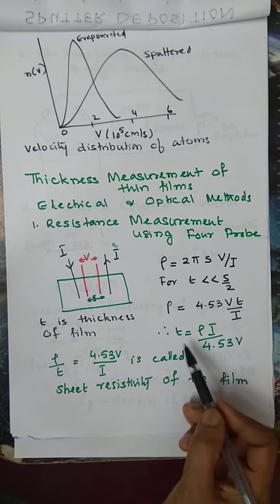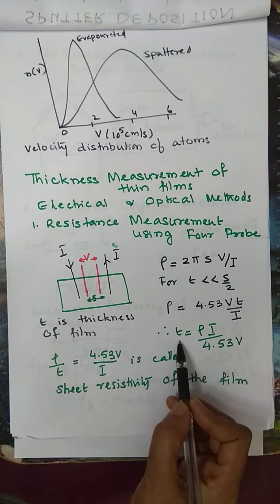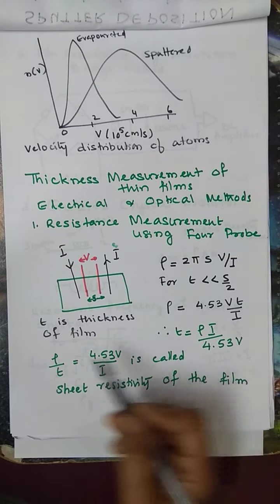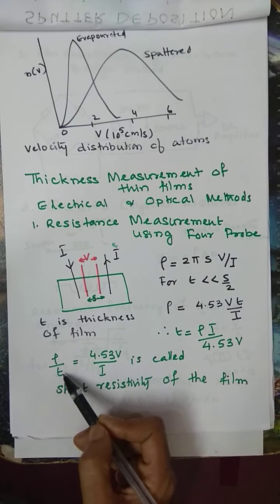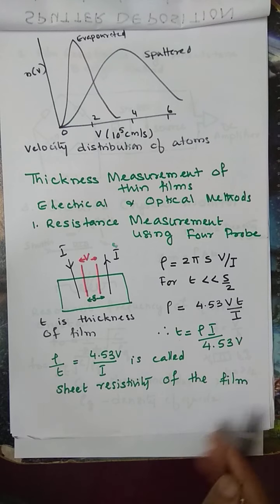So rearranging this, you can determine the thickness of the film. The quantity rho is the resistivity. Rho by t is also called the sheet resistivity of the film.